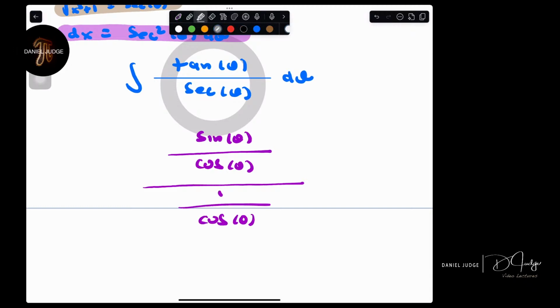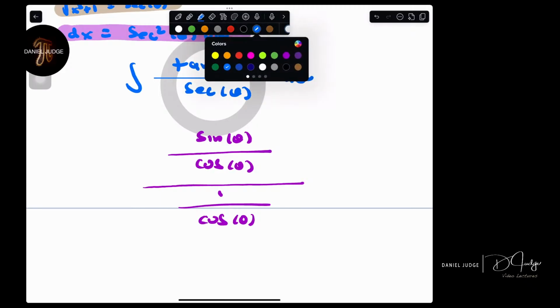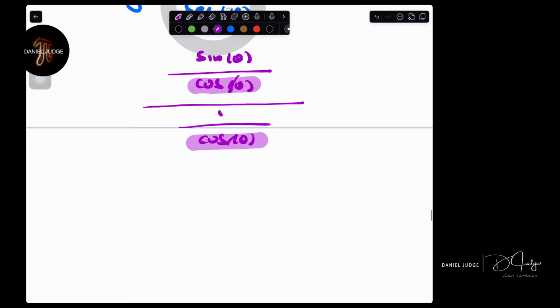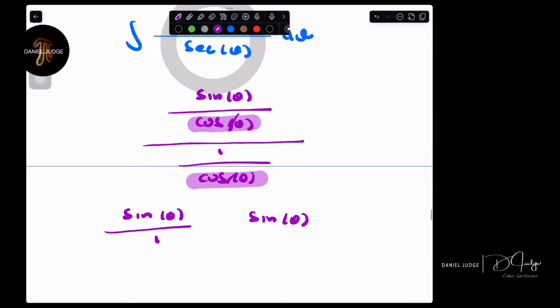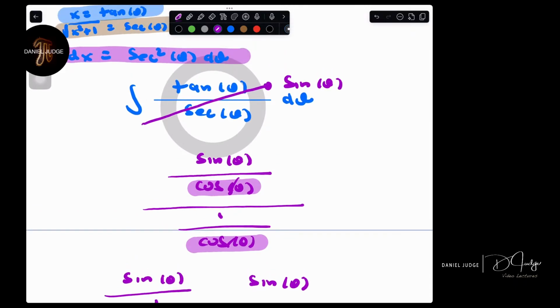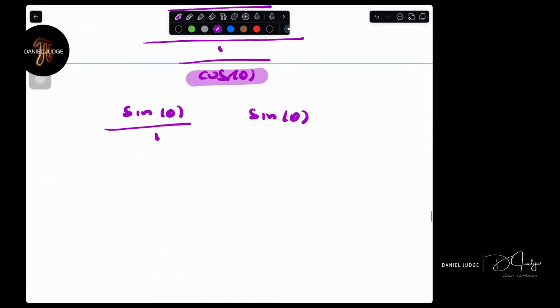Now, I want to remark, you can go through the complex fraction arithmetic, but if we are both dividing by cosine, that's going to cancel. So you're going to see that this simply ends up with sine over 1, or we're really just looking at a sine function. So this gets replaced just with sine. All right. So that's nice. We're integrating sine.